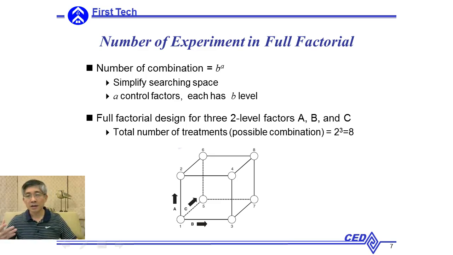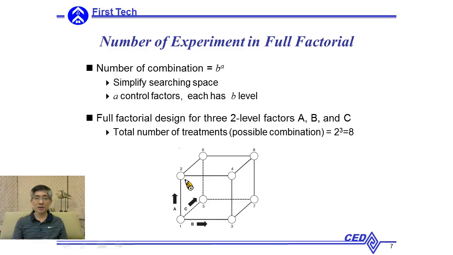So after we assign the levels for each factor, we confine the searching space to a finite number of combinations. For example, we have A control factors, and each factor is set at B levels. Therefore, in total, we will have B to the power of A combinations. For instance, if we have 3 variables, and each variable is assumed to be 2-level, variable 1 has 2 possible selections, variable 2 has 2, and variable 3 has 2. So in total, there will be 2 by 2 by 2, 8 possible selections.